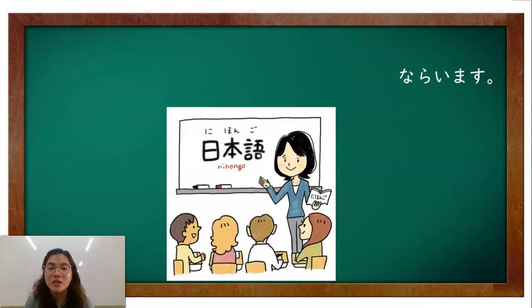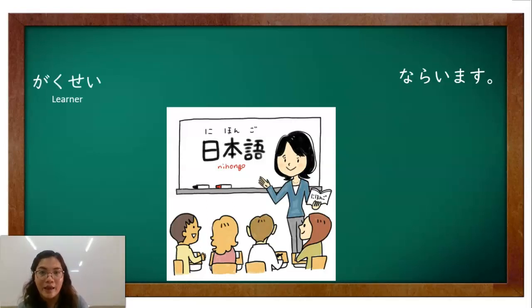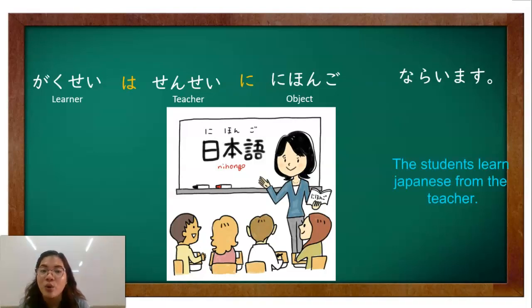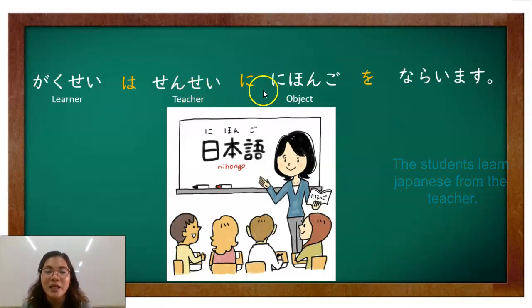Okay? So, kung sino yung natututo, siya yung learner, that means the gakusei. Kung kanino sila natututo, means kay teacher, siya yung sensei. At kung ano yung natutunan nila, it is Nihongo. Okay? So, gakusei wa sensei ni Nihongo o naraimasu. Okay? Again, gakusei wa sensei ni Nihongo o naraimasu.